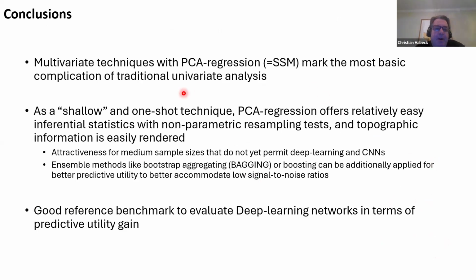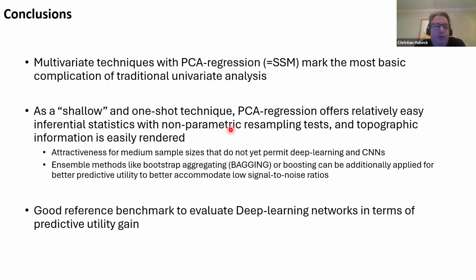As I said, and this is now a lot more opinion, or sort of white paper kind of message, I think multivariate techniques, and I'm particularly partial to the scaled subprofile model, PCA regression, mark the most basic complication of a traditional univariate analysis. I think it's still worth doing, as it's a shallow technique, it's one shot. There's no iterative fitting of any kind.